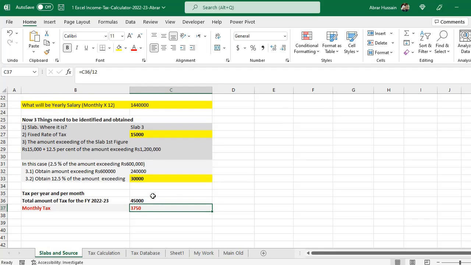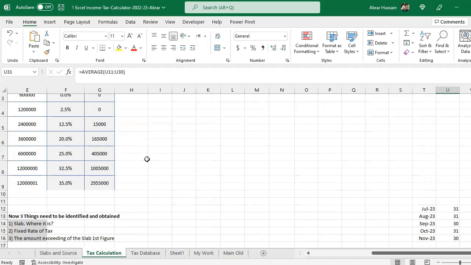Now, what if you are starting in the mid of the year? For example, you are not starting from 1st July, because this income tax applies from the 1st July of this year up to the 30th June of the next year. Now, what if you are between those months? So for that, I have developed this calculator.